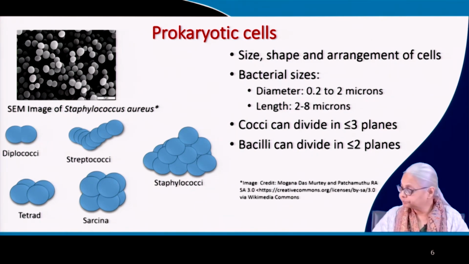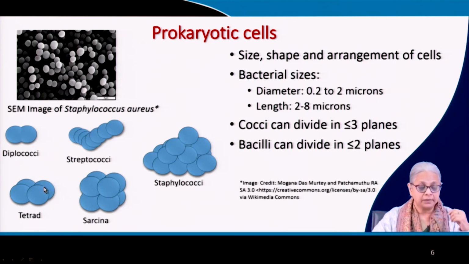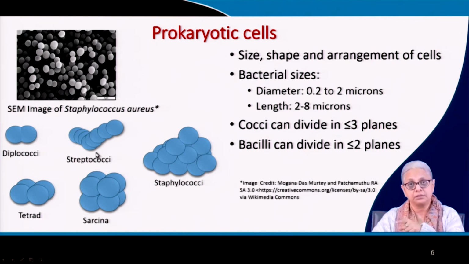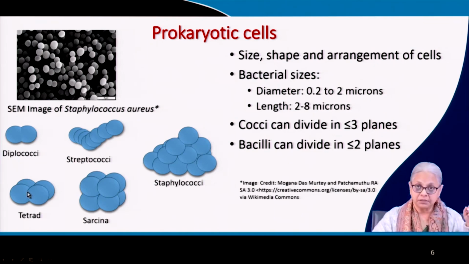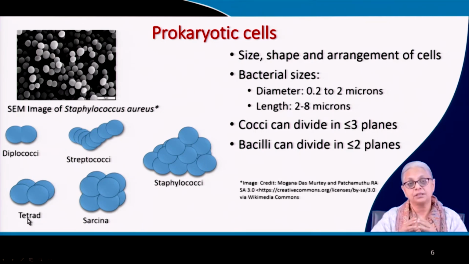Then we have, supposing it starts reproducing in two directions. So let's say we have a single cell and it is reproducing in x and y directions. Up to diplococci and streptococci, it's in one direction, the x direction. In the tetrad, you have a single cell reproducing in both directions. So first it becomes 2 and then it becomes 4. So this becomes a tetrad, and that is two-dimensional. That's why I've said cocci can divide in all three planes, x, y and z planes.